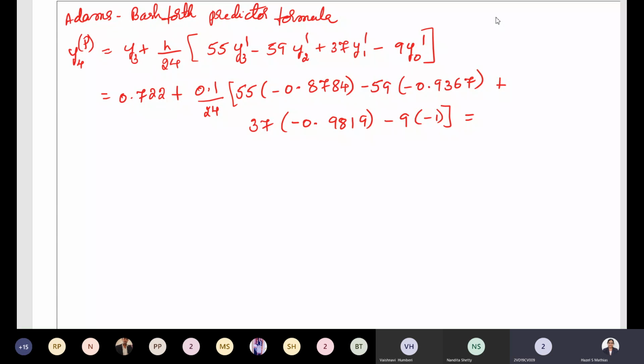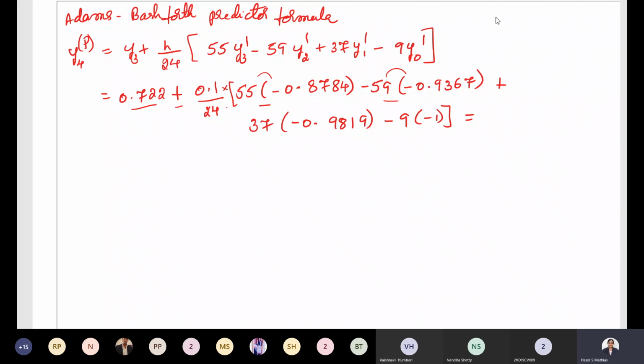See, you can solve this by putting brackets. In your calculator, put the bracket, so you need not write down separately, multiplying two terms, then multiplying the next two terms. Don't do that. In the calculator, there is a bracket. Use that, multiply all together, then multiply by 0.1, divide the answer by 24, then finally add it with 0.722.